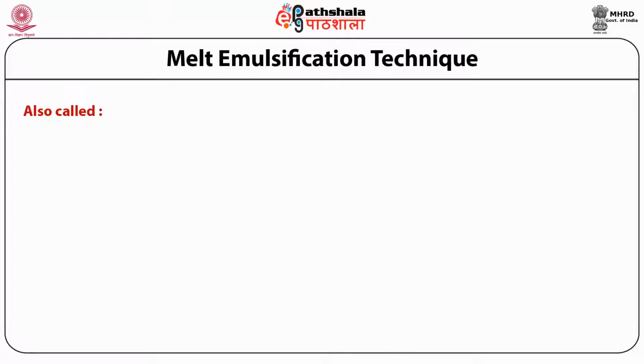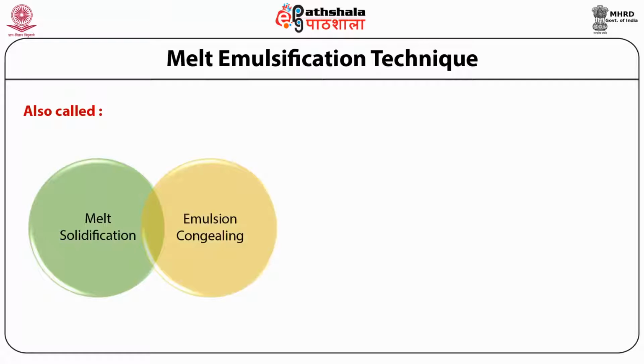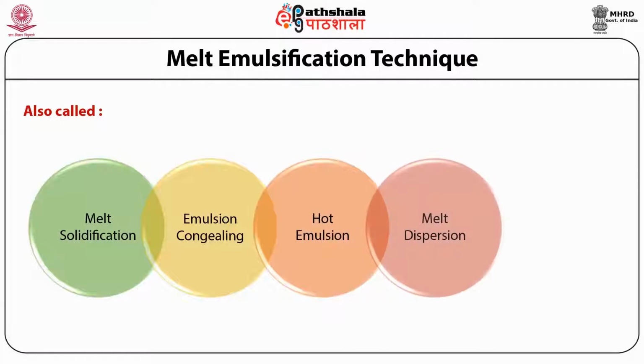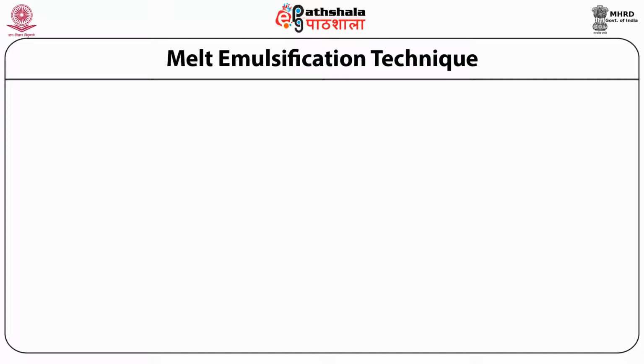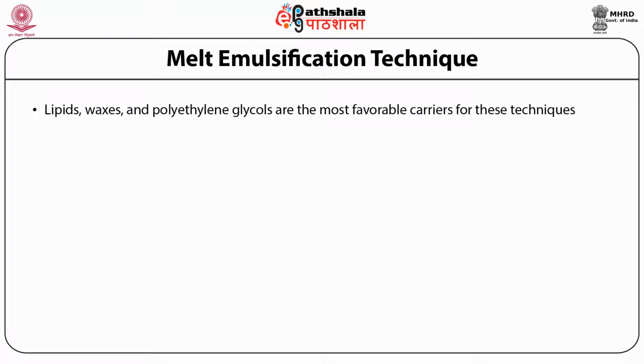Now the melt emulsification technique is also known as melt solidification, emulsion congealing, hot emulsion, melt dispersion or hot melt microencapsulation. This technique uses lipids, waxes and polyethylene glycols. They are the most favorable carriers for making these types of microcapsules.